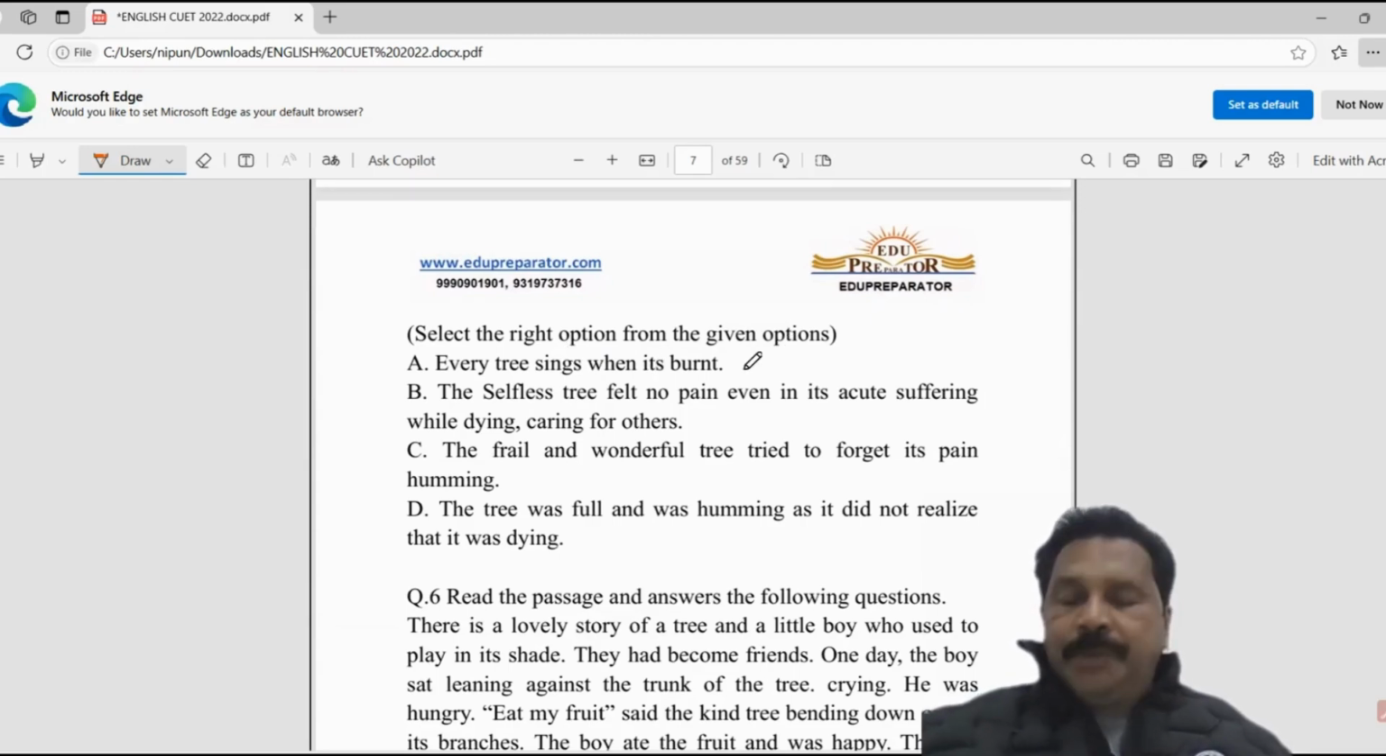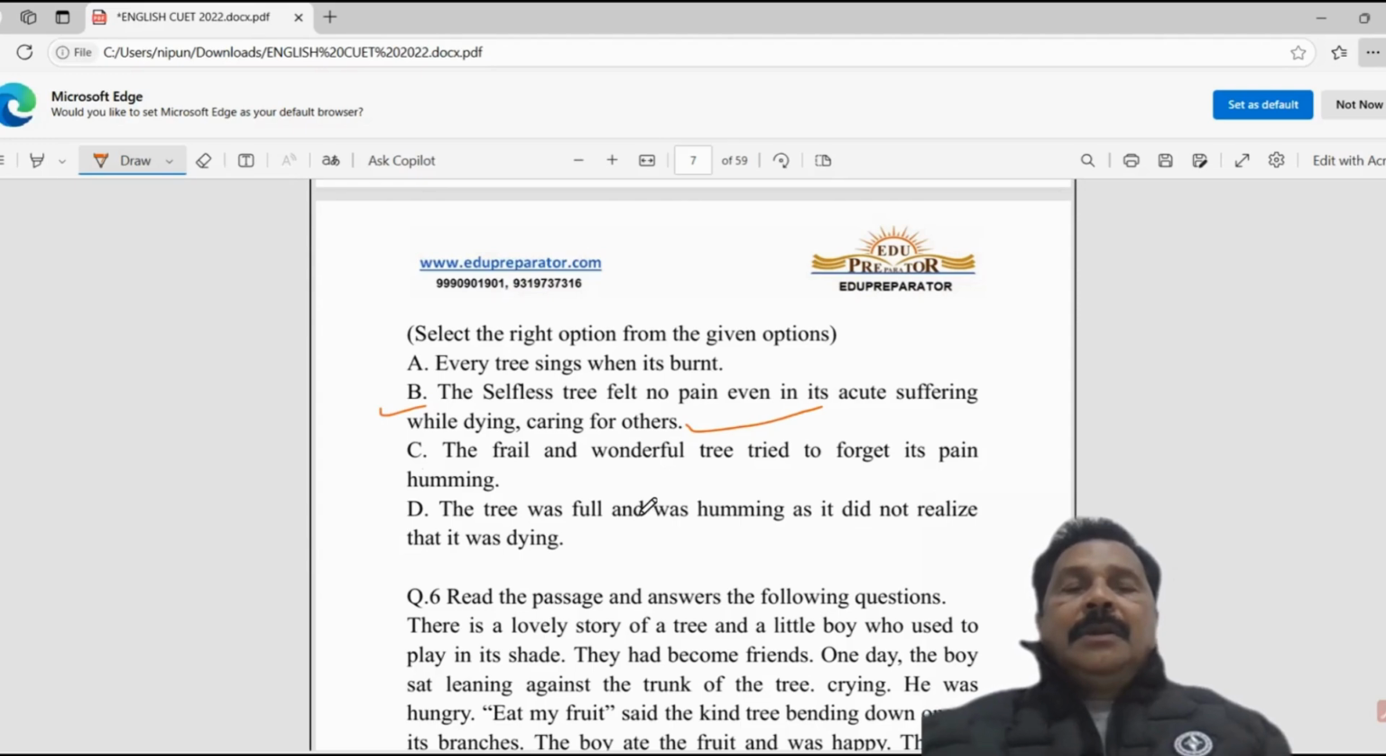Number one, every tree sings when it is born. Is it true? Or the selfless tree felt no pain even in its acute suffering while dying, caring for others. The frail, meaning lean and wonderful, tree tried to forget its pain by humming. Or the tree was full and was humming as it did not realize that it was dying. And the option is part B, that is, the selfless tree felt no pain even in its acute suffering while dying, caring for others.